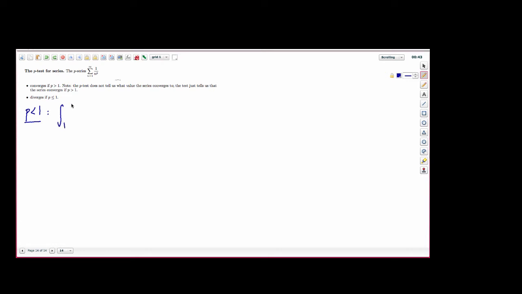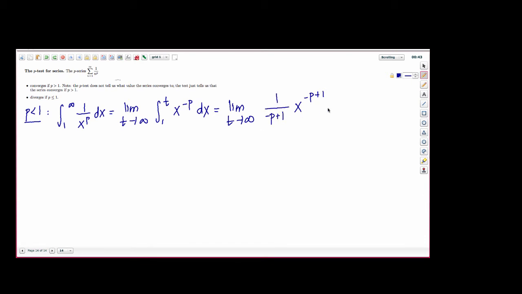Again, we're going to look at the integral from 1 to infinity of 1 over x to the p dx. We'll use the integral test. We'll rewrite this as a limit, t goes to infinity, integral from 1 to t. We know we're going to take an integral, so we'll write 1 over x to the p as x to the minus p. When we integrate, we add 1 to our exponent, so we get the limit as t goes to infinity of x to the minus p plus 1, and then our coefficient becomes 1 over minus p plus 1, and we're integrating from 1 to t.